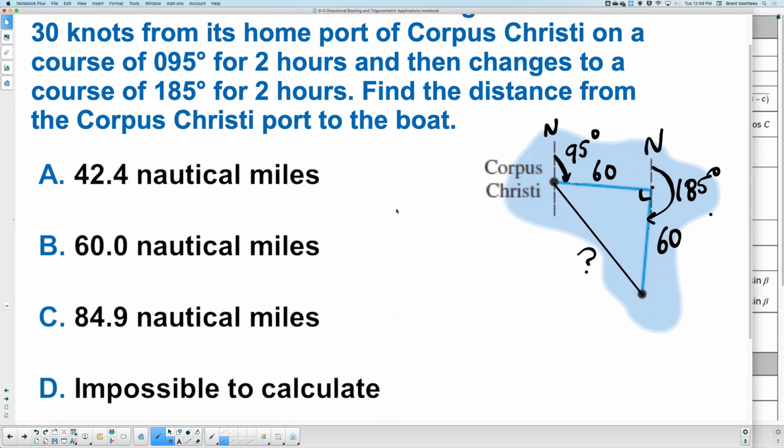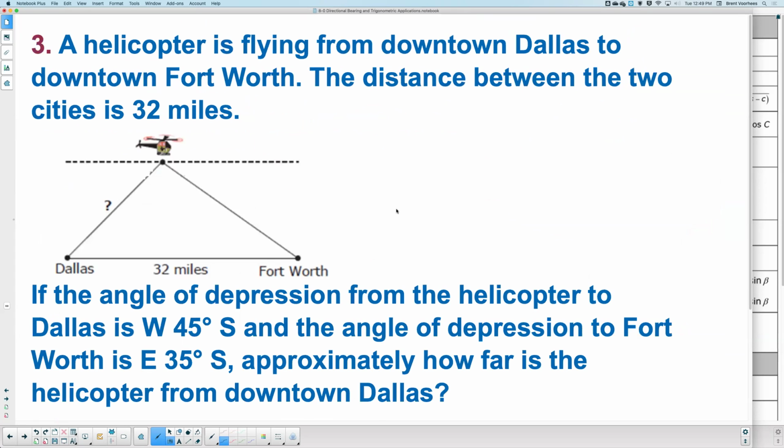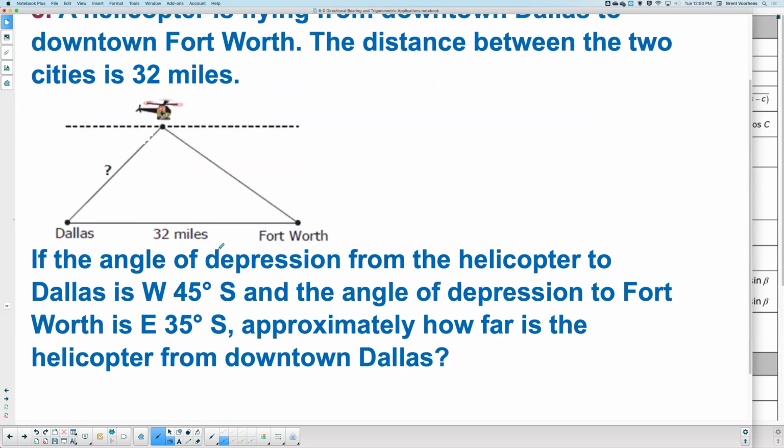Now, let's go on to number 3. Will every problem look like they have so far today? No. Let me show you how they can also give angles. It's a different way. It's called a quadrantal bearing. It's the same thing, but it might look a little bit different. A helicopter is flying from downtown Dallas to downtown Fort Worth. So from Dallas to Fort Worth. The distance between the two cities is 32 miles, as shown here.